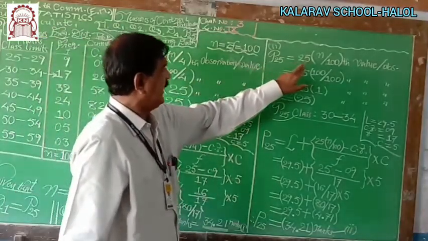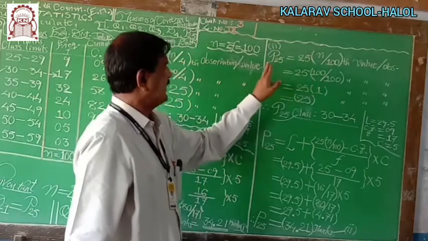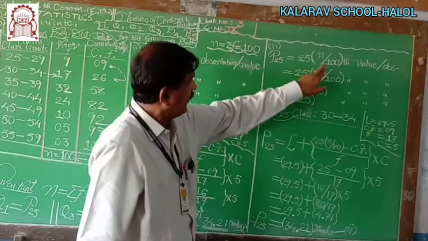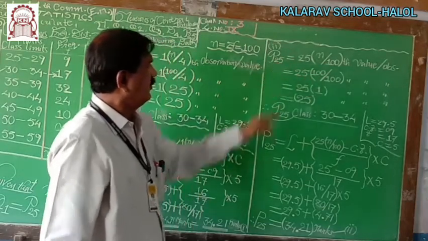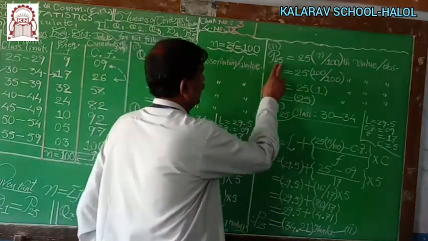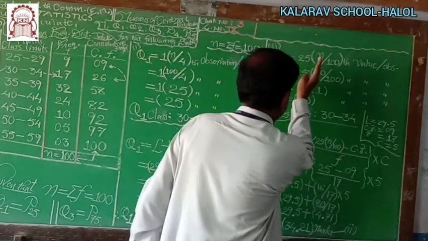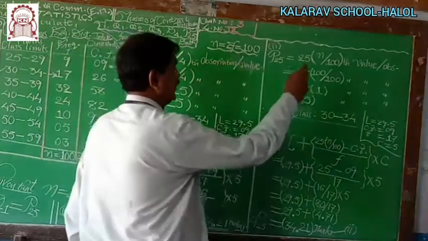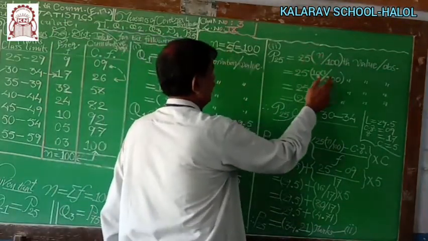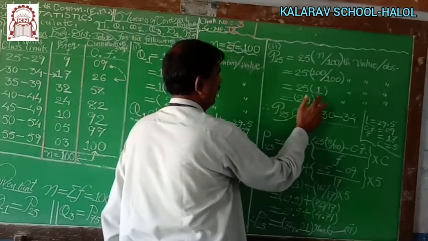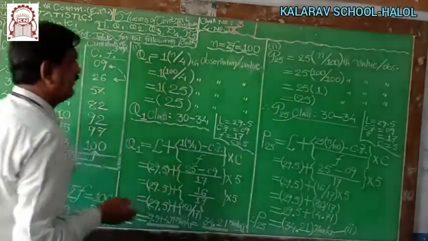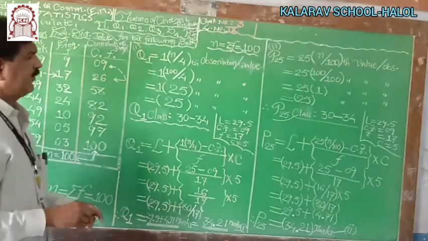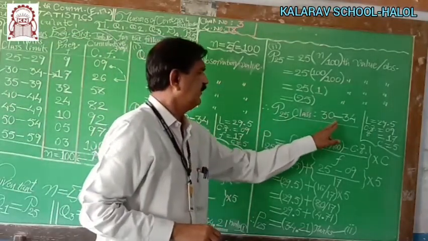P25 means 25 times n upon 100. A percentile divides the distribution into 100 equal parts, therefore 100 in the denominator. P25 is required, therefore 25 is outside the bracket. N means total frequency 100, so 100 by 100 is 1, and 25 into 1 is 25. Once again P25 lies in the class 30 to 34, so the P25 class is 30 to 34.